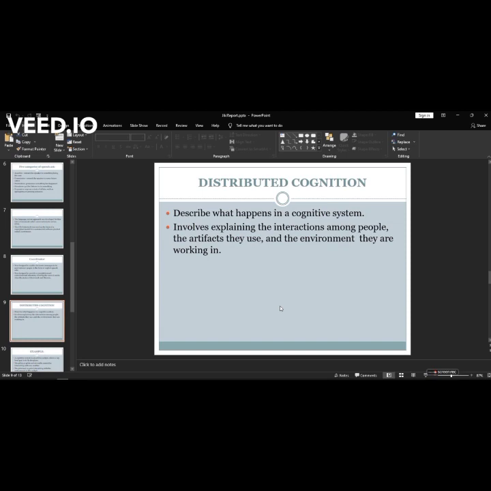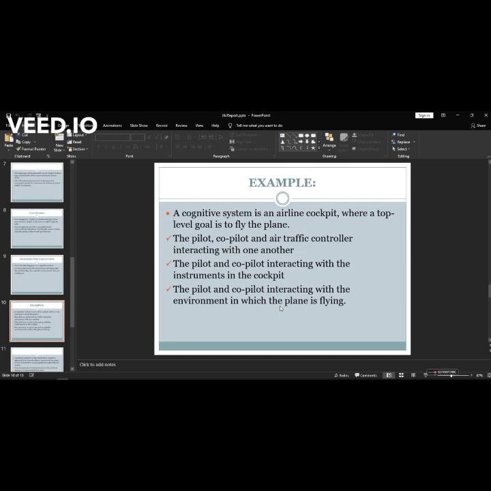So, distributed cognition. It describes what happens in a cognitive system, and it involves explaining the interactions among people, the artifacts they use, and the environment they are working in. For example, a cognitive system is an airplane cockpit where a top-level goal is to fly the plane. Example 1: the pilot, co-pilot and air traffic controller interacting with one another. Example 2: the pilot and co-pilot interacting with the instruments in the cockpit. And lastly, the pilot and co-pilot interacting with the environment in which the plane is flying.